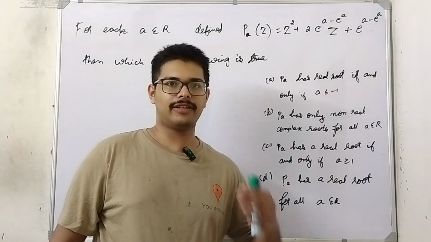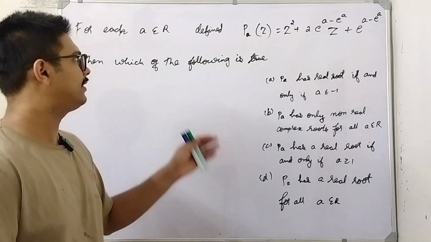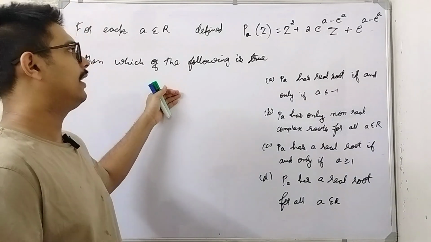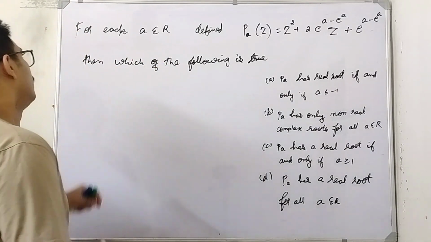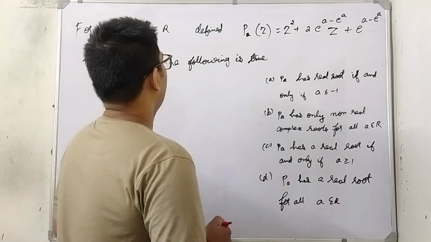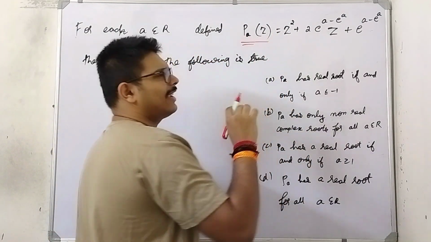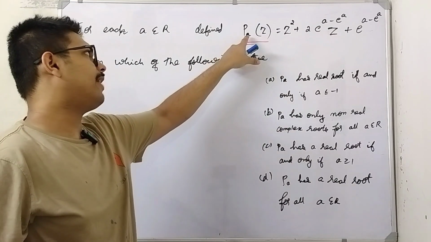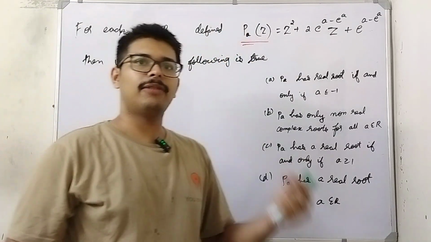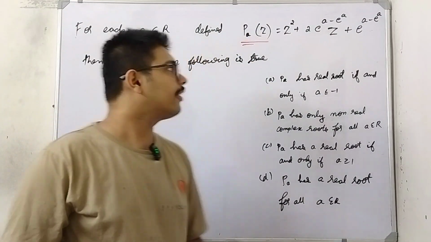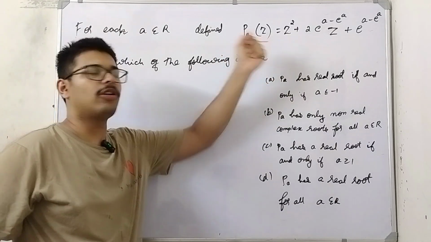This question we have already solved, but there is one more easier method to solve this question. Let us see that method also. For each a element of real number, define a polynomial in terms of z. Instead of x, we have a variable z, and polynomial a means for each value of a real number, we will get distinct quadratic equations, distinct polynomials.